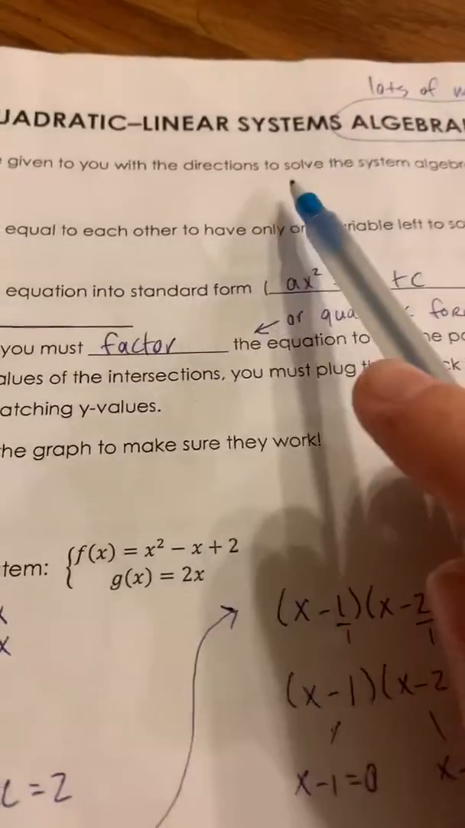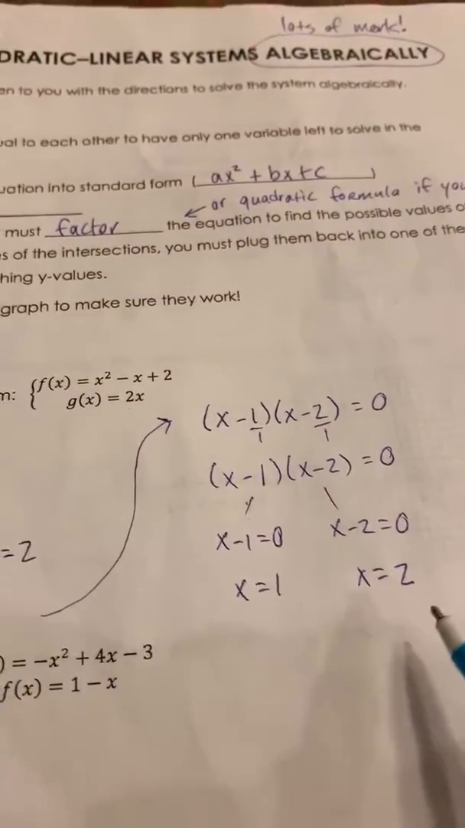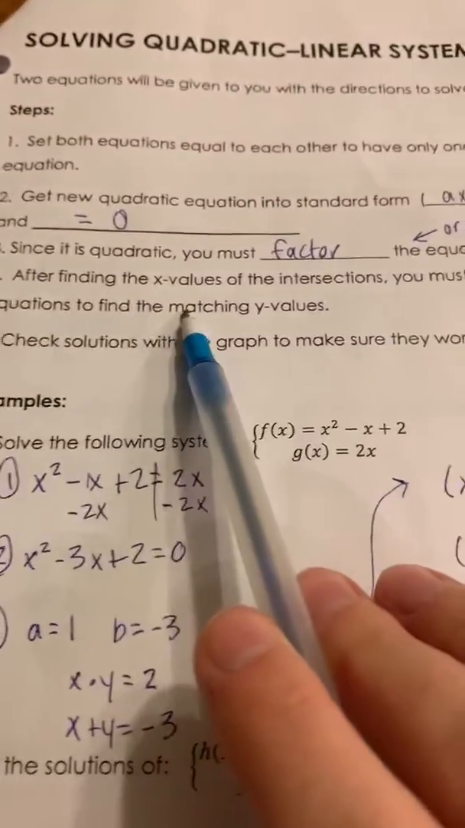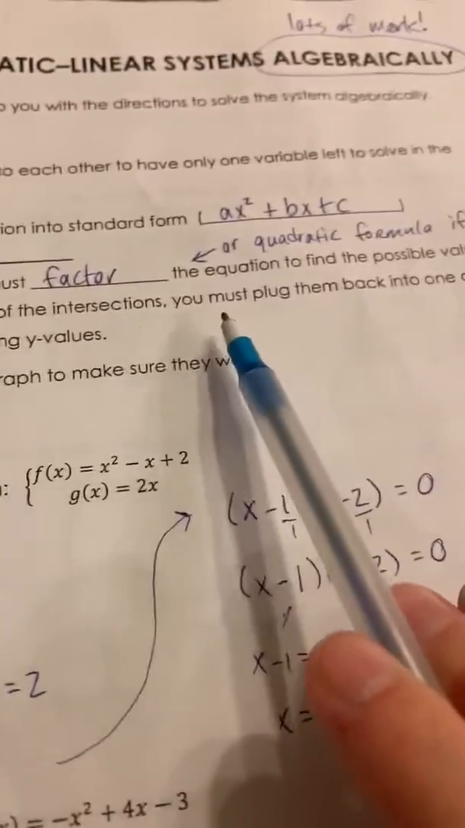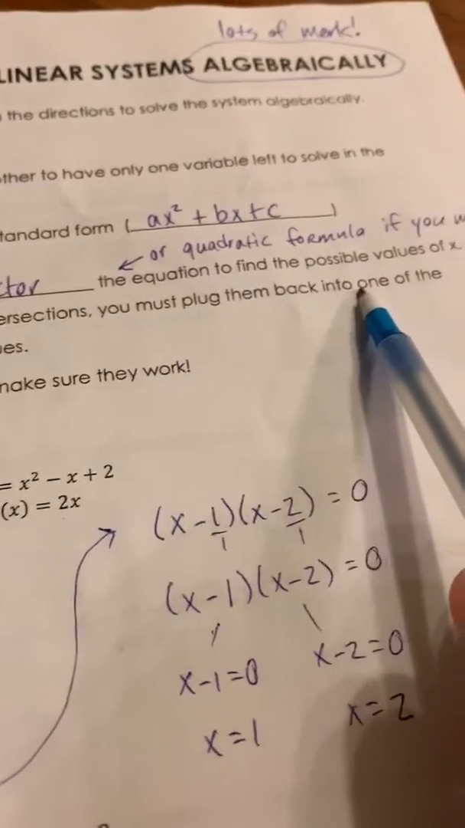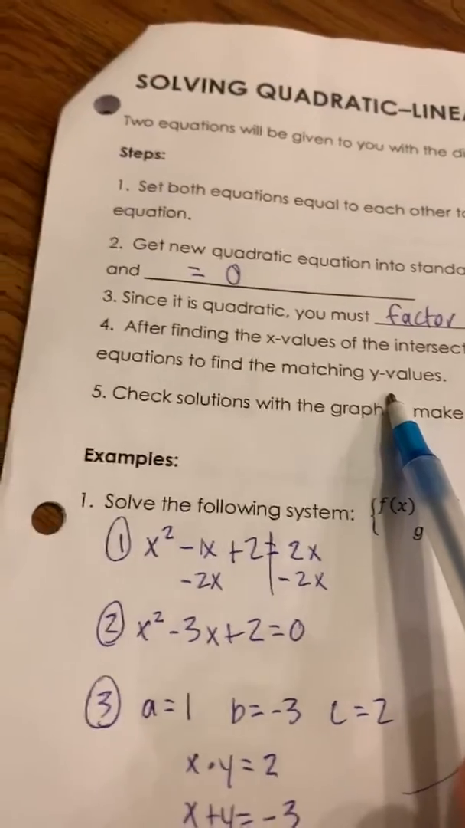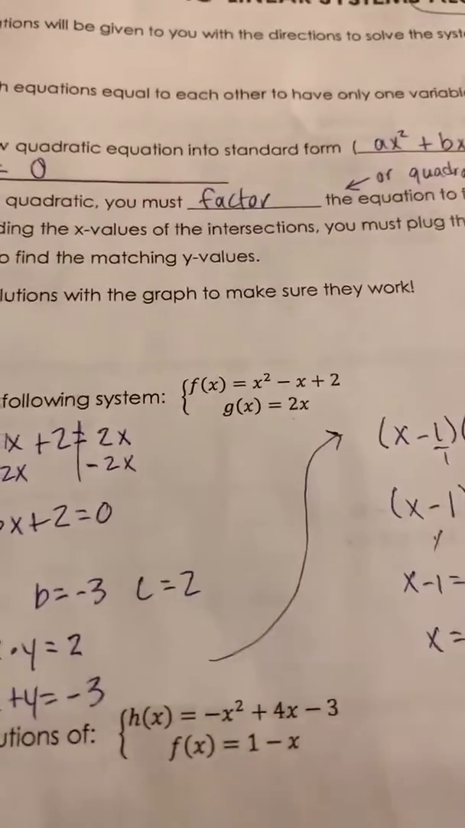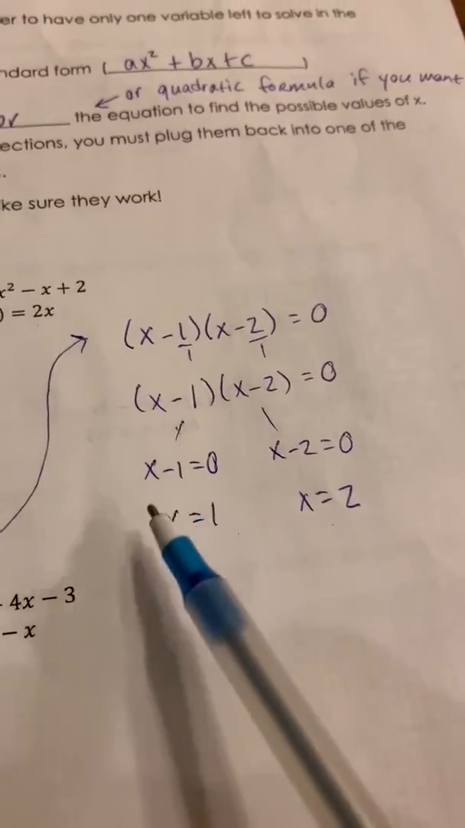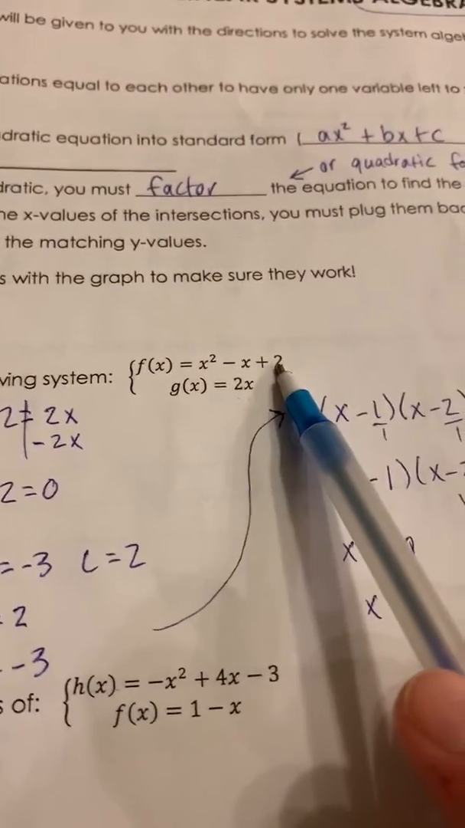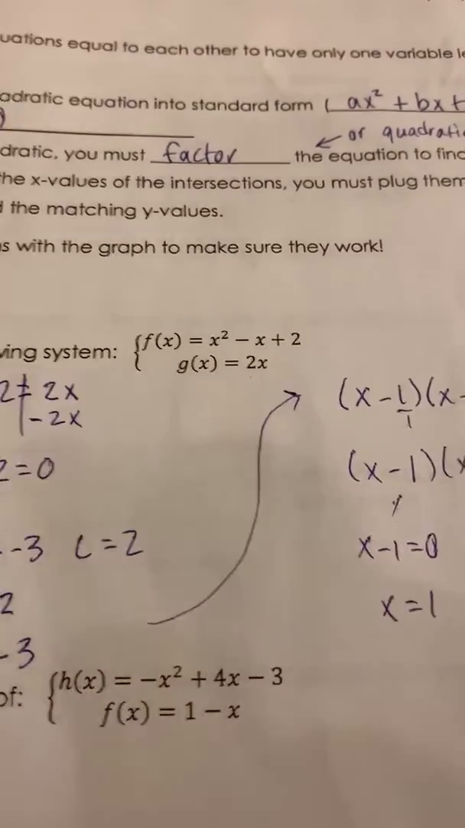But when you solve a system, are your answers just x values? No. After finding the x values of the intersections, you must plug them back into one of the equations to find the matching y values. It doesn't matter which one you plug these into. You can plug these two x values in whichever function you want. Why would you pick the first one though when you can pick the second one? That just doesn't even make sense.